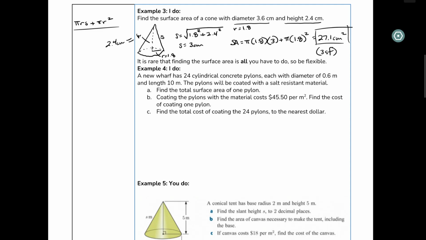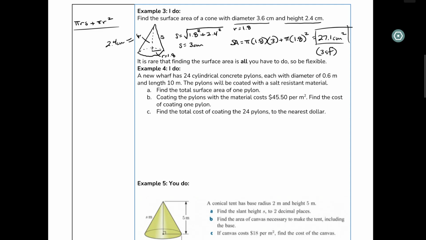Now, a new wharf has 24 cylindrical concrete pylons, each with a diameter of 0.6 meters and a length of 10 meters. The pylons will be coated with salt-resistant material. What we want to do is first find the total surface area of one pylon. Then we are going to recognize what the cost is of coating just one pylon, and then thinking about coating all 24 of these pylons.